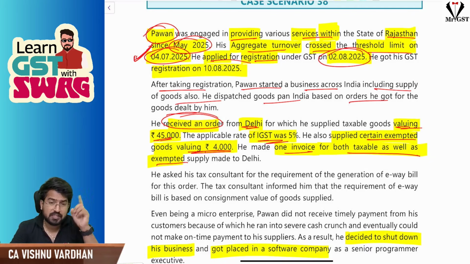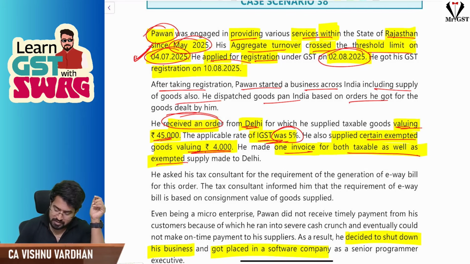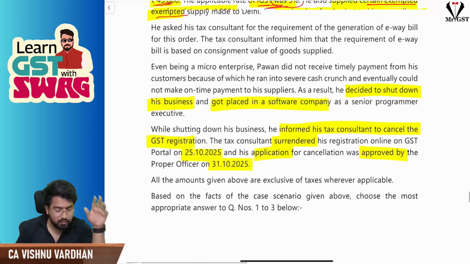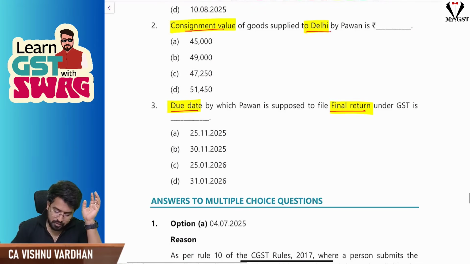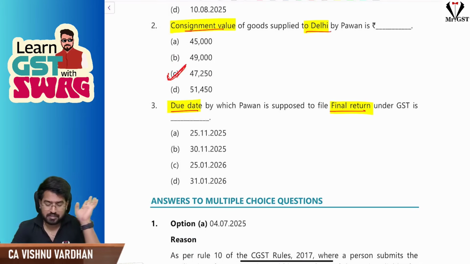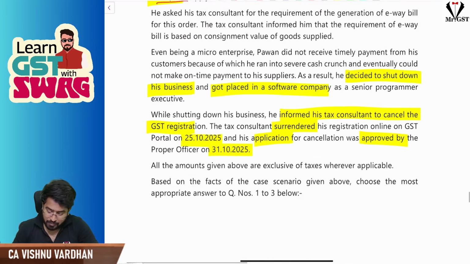If you remember one case study we have seen where the situation was like this, the institute has given the answer even adding exempt goods. Here, as you know, for consignment value the answer remains the same: taxable goods plus GST. So 45,000 plus 5% GST, 47,250 will come. So the option is 47,250. Here they gave the answer correctly. In that other place they committed the mistake, so please be careful there.